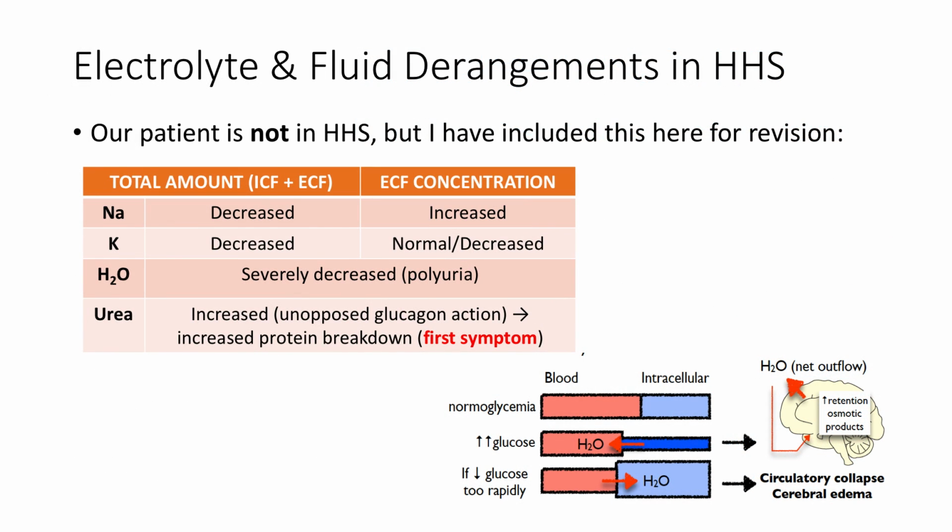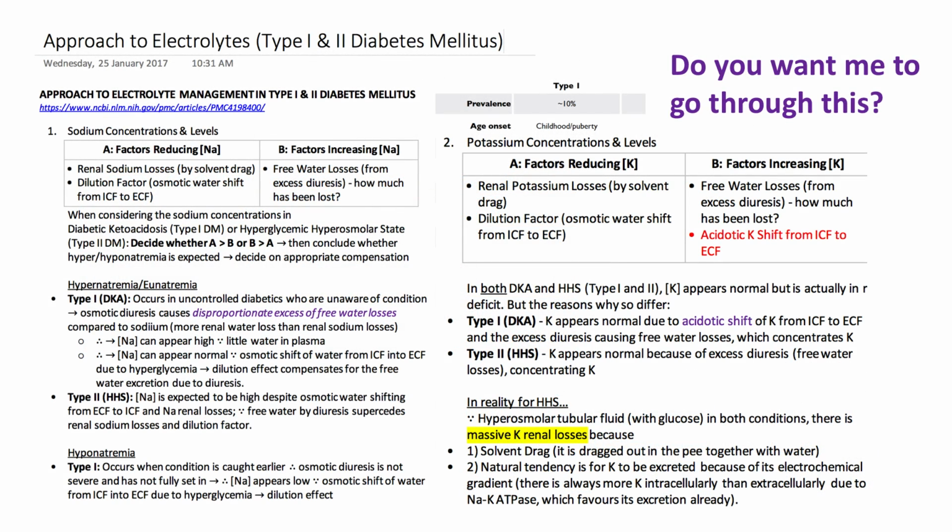So if our patient is in HHS, a hyperglycemic state, then these are the electrolyte derangements. Please revise on your own. Then that whole thing about the balance that I drew, Na and K, is explained in words over here. So if you forget it, you can go and read it yourself. I took it from some NCB, I think.